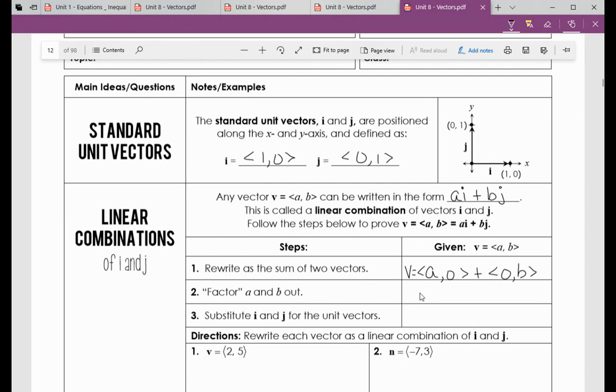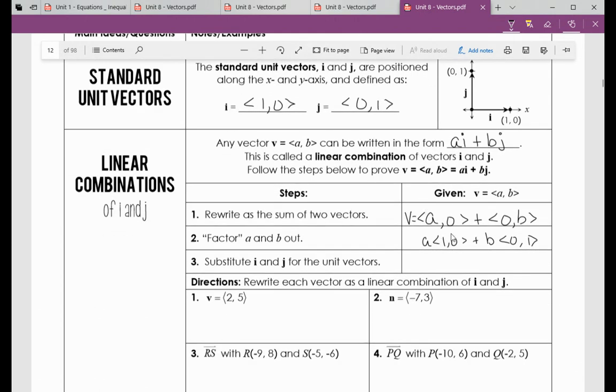I can factor out the a from the first one, and that gives me 1, 0. I can factor out a b from the second one, and that gives me 0, 1. And then I can substitute i in for 1, 0 by definition, and j in for 0, 1. So ai plus bj. So these are your linear combinations that incorporate the vertical and horizontal components to it.